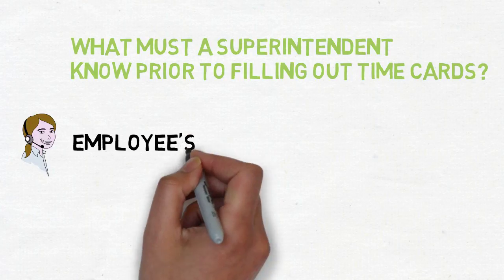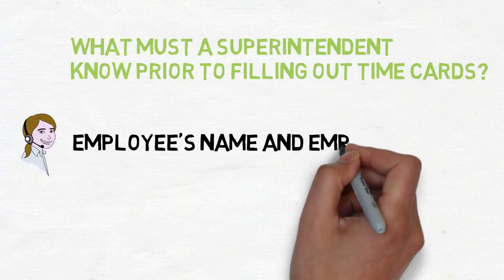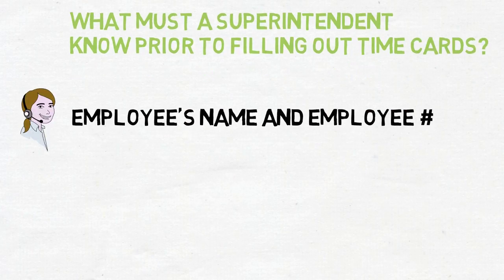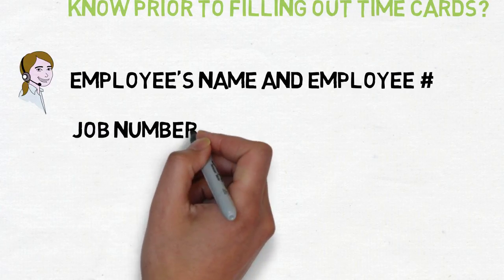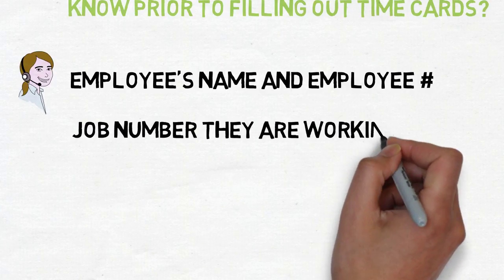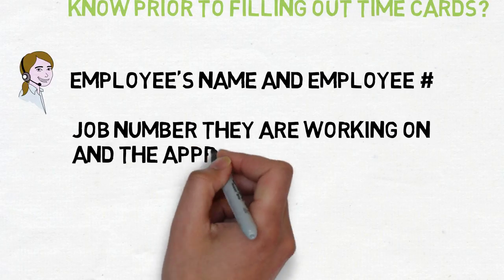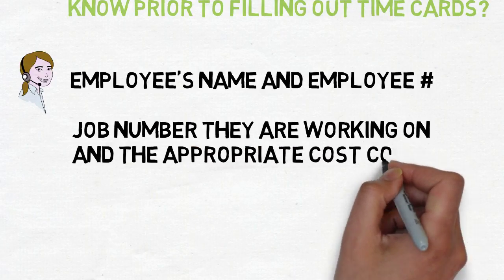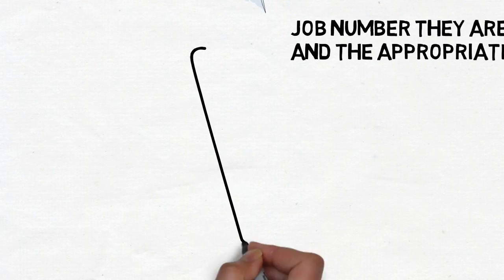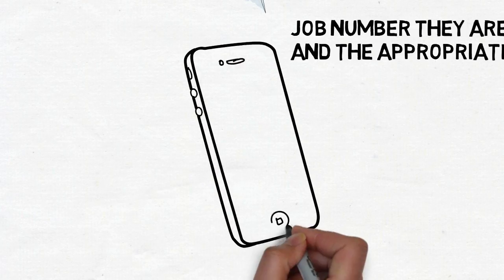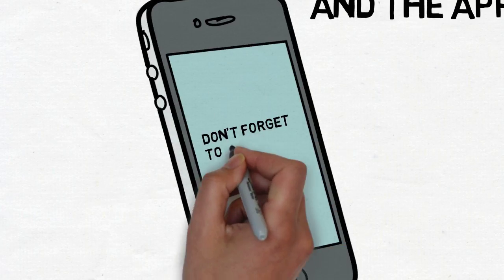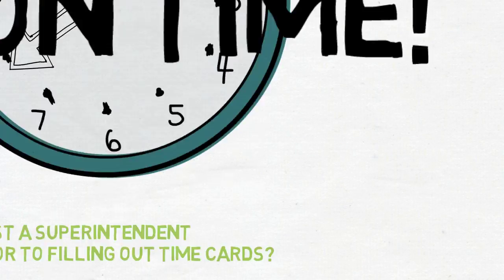The superintendent must have every employee's name and employee number. They also must have the job number they are working on and the appropriate cost codes. Please call the office if you do not have this information, and don't send the time cards in without properly filling out all the information you do have.